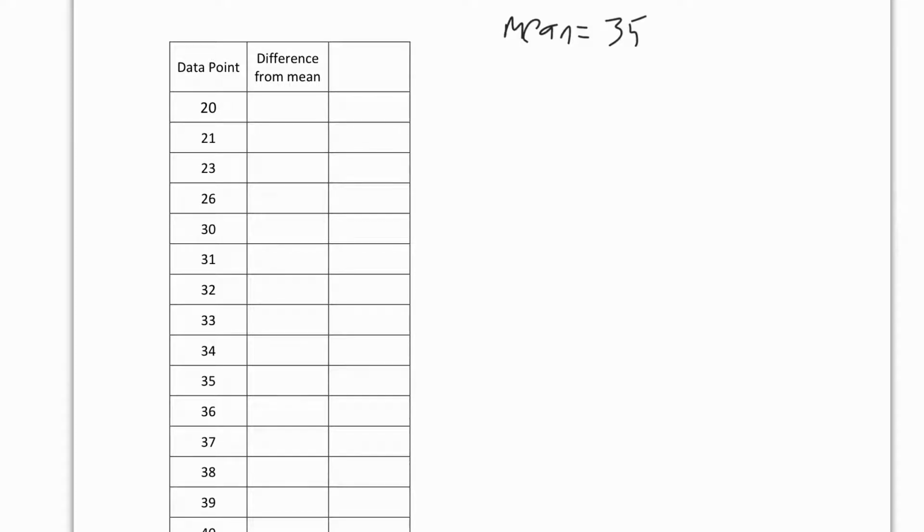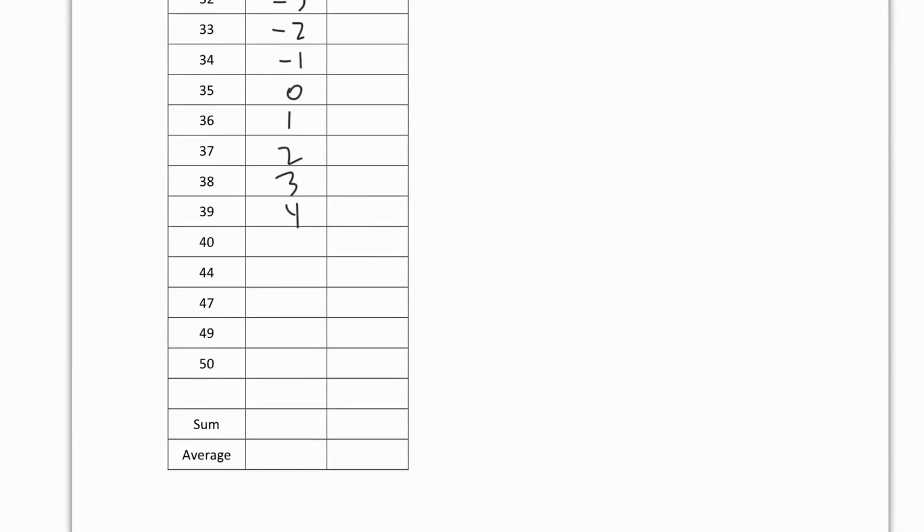So 20 minus 35, that's going to be negative 15, negative 14, negative 12, negative 9, negative 5, negative 4, negative 3, negative 2, negative 1, 0, 1, 2, 3, 4, and we keep on going. 5, 9, 12, 14, and 15. So these are the differences from the mean, how far spread out it is from that average of 35.